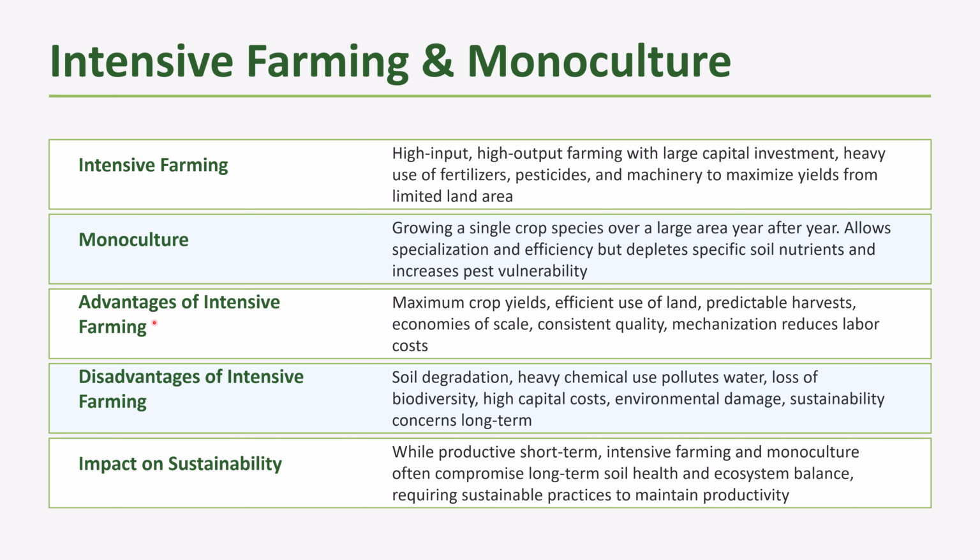What are the advantages of intensive farming? Maximum crop yield, efficient use of land, predictable harvest, economies of scale, consistent quality, mechanization, reduced labor cost. Disadvantages of intensive farming: soil degradation, heavy chemical use pollutes water, loss of biodiversity, high capital cost, environmental damage, long-term sustainability concerns. What are the impacts on sustainability? While productive in the short term, intensive farming and monoculture often compromise long-term soil health and ecosystem balance, requiring sustainable practices to maintain productivity.